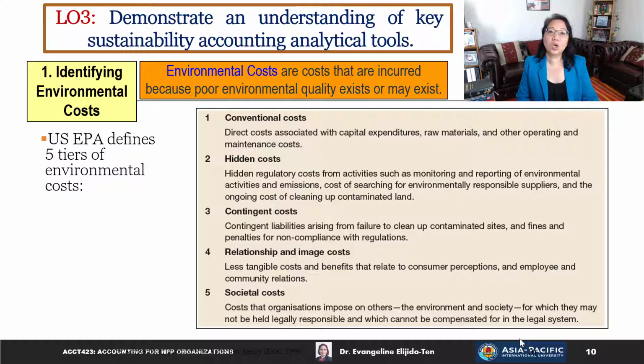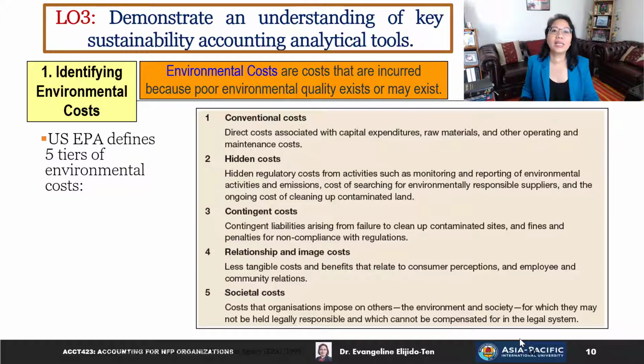Number 1 is conventional cost. This refers to those direct costs associated with capital expenditures, such as buying carbon sequestration machinery, for example. Raw materials costs and other operating and maintenance costs will also be part of conventional costs.